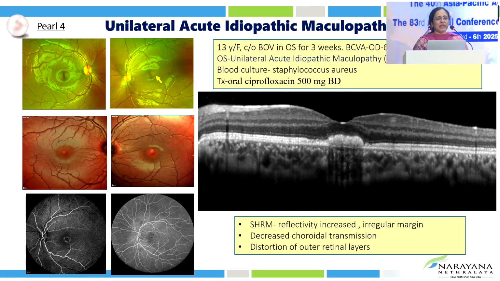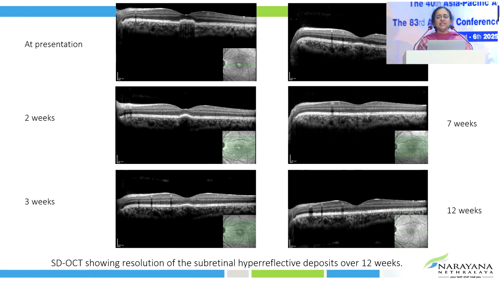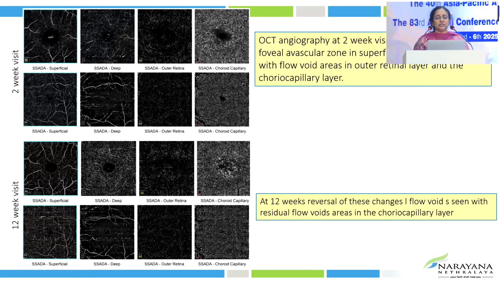What is the imaging biomarker here? Coming to the OCT, there is subretinal material-like increased reflectivity with irregular margin, decreased choroidal transmission with distortion of the outer retinal layers. When we see this kind of a picture, we have to suspect UAIM. This is the serial OCT showing progressive resolution of the UAIM changes on OCT. It took almost about 12 weeks for the complete resolution.